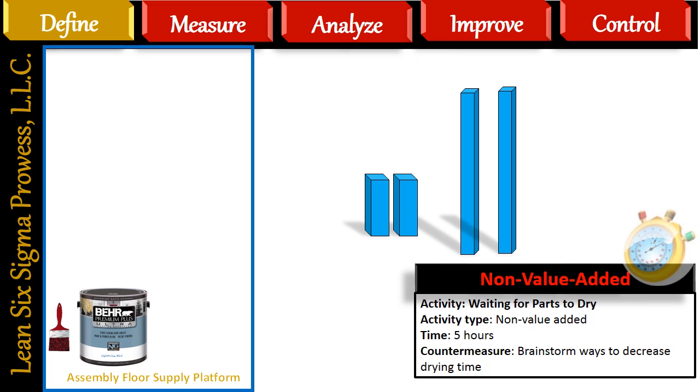Waiting is one of the 8 types of waste in Lean. Time waiting on parts, people, equipment, supplies, upstream and downstream processes. It is important to brainstorm possible ways to eliminate large time-consuming steps in the process such as this one in order to decrease the time it takes to manufacture parts.